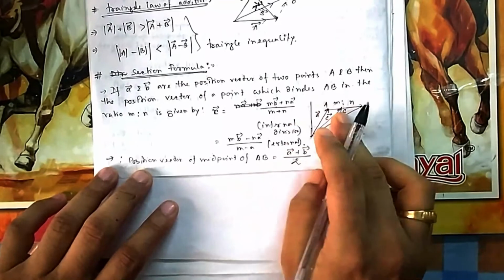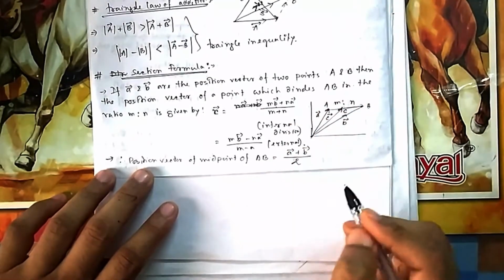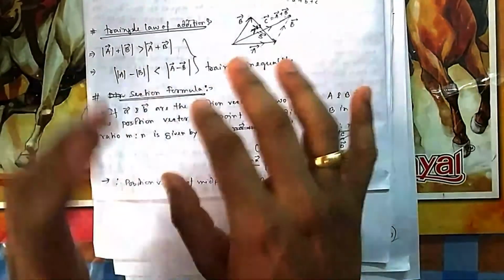What will be the position vector of the midpoint of AB? It is A plus B by 2. So all the formulas you have learned in coordinate geometry and complex numbers, you will find quite a resemblance with your vectors.